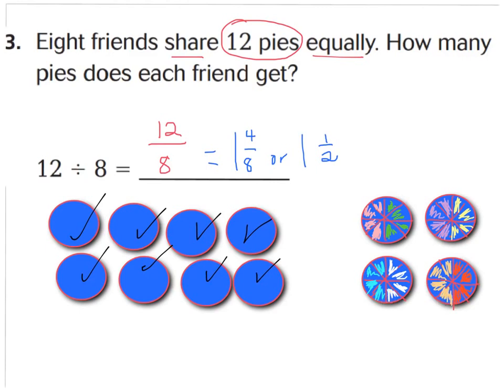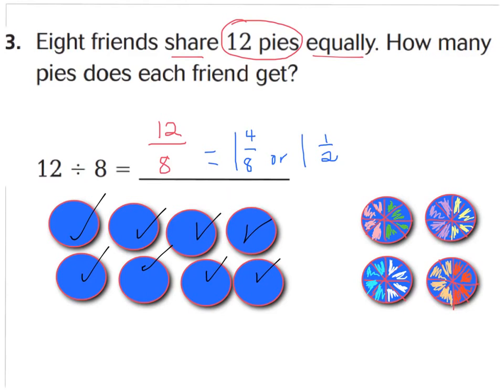And now each friend will get 4 parts of those, because look, here's one person gets these 4 8ths. This one gets these 4 8ths. 4 8ths, 4 8ths, 4 8ths, 4 8ths, 4 8ths, and 4 8ths. There's 8 friends, and they each get a half of a pie, also known as 4 out of 8 parts. And that's where we get 1 whole and 4 8ths.